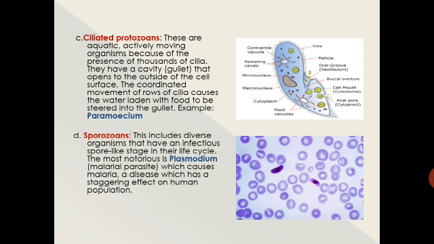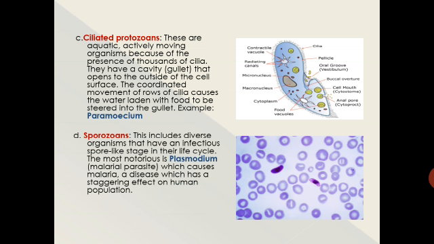Coming to the next one, ciliated protozoans. These are aquatic, actively moving organisms because of the presence of thousands of cilia. The body is covered by cilia. They have a cavity that opens to the outside of the cell surface. The coordinated movement of rows of cilia causes the water laden with food to be steered into the gullet. Example is Paramecium.